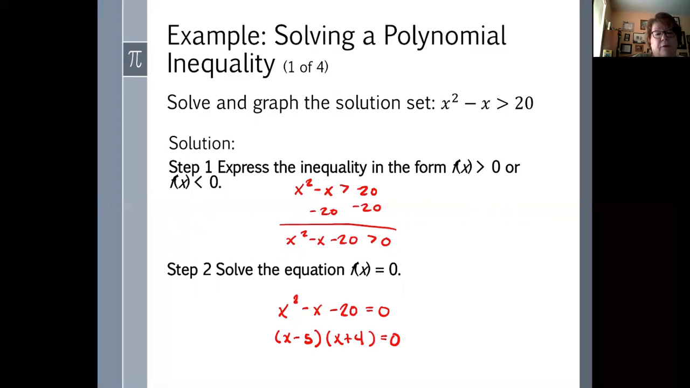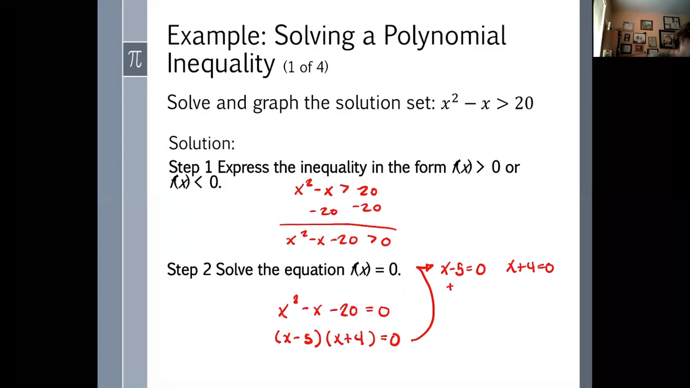So if I were to FOIL that back out, I would get x squared plus 4x minus 5x would be minus 1x, the middle term, minus 5 times plus 4 is minus 20, the last term. All right, now I need to solve this equation by setting each factor equal to 0. So set x minus 5 equals 0 and x plus 4 equal to 0.